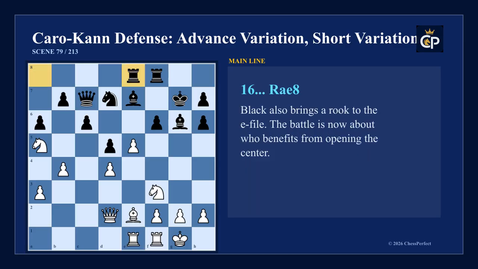Rook on the a-file to e8. Black also brings a rook to the e-file. The battle is now about who benefits from opening the center.